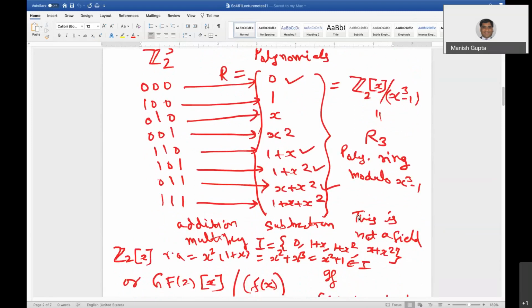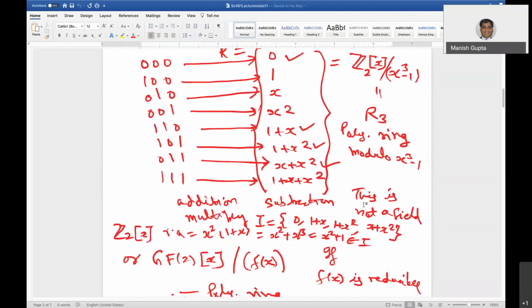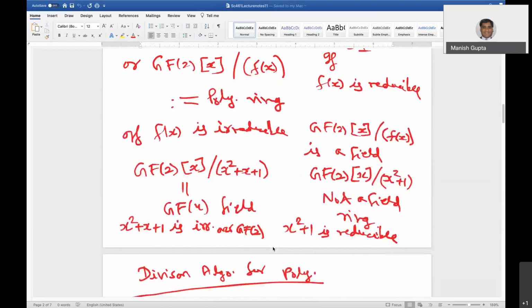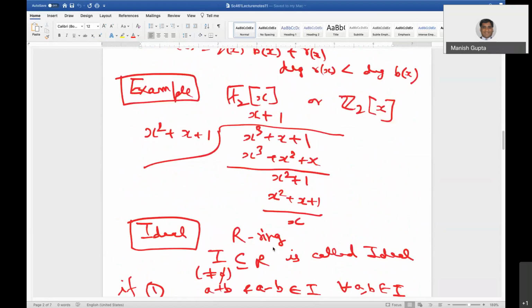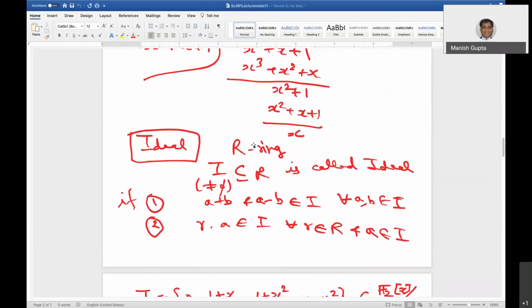Now, an ideal in this ring. Let me give you a definition of ideal. I think you will recall what an ideal is. If R is a ring and I is a subset of R, a subset of R is called an ideal if A plus B and A minus B belong to I for every A and B in I, and left multiplication by a ring element, that is, R times A for R in the ring, gives an element in I.